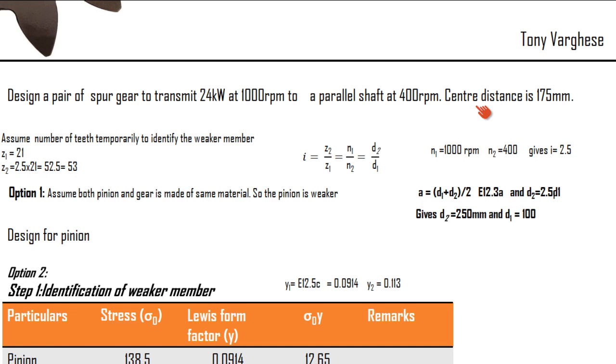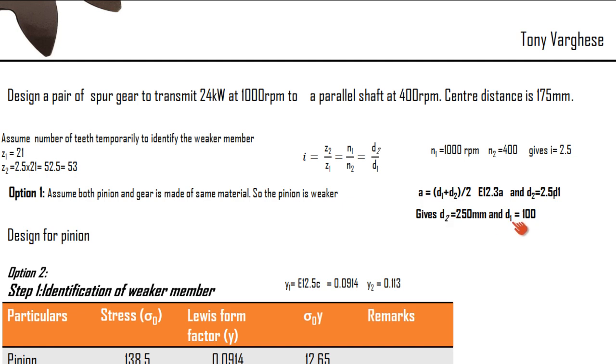Center distance or velocity can be used to find out the value of diameter, because for the velocity the equation is pi d n by 1000, and for center distance we have the equation (d1 + d2) by 2. So upon substituting d2 in terms of d1 by using the gear ratio, we can get the value of d2 as 250 mm and d1 as 100 mm. So this is how we can directly calculate the value of d2 and d1.